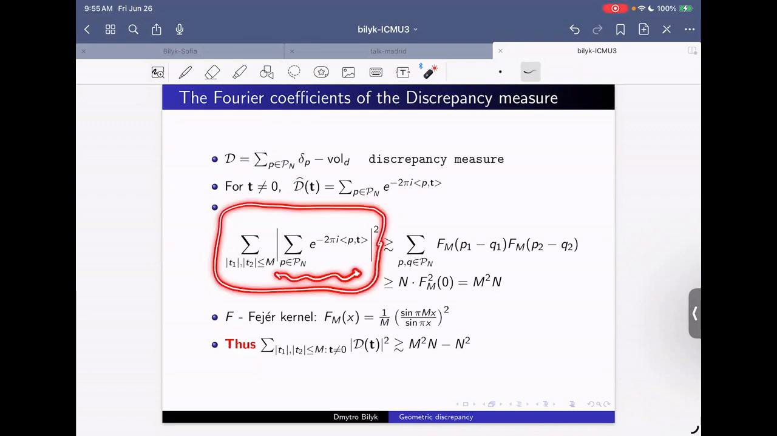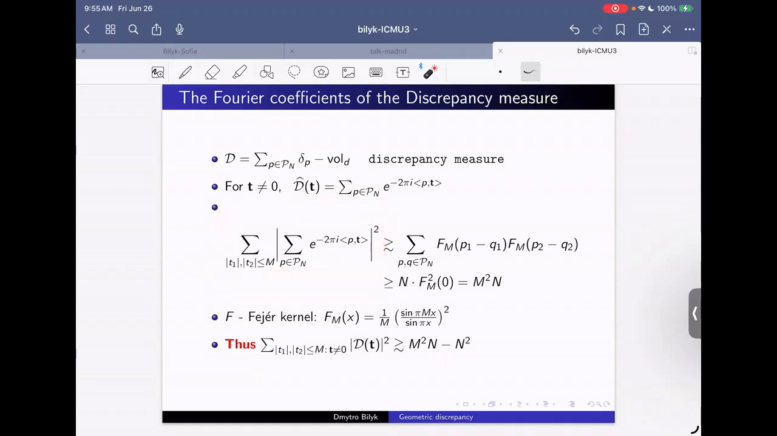Notice this is a bound that's independent of the set, because we only used the diagonal terms where you get 0, 0 here. So you forget all the information about the set P_n. So you get this lower bound, m squared n here.